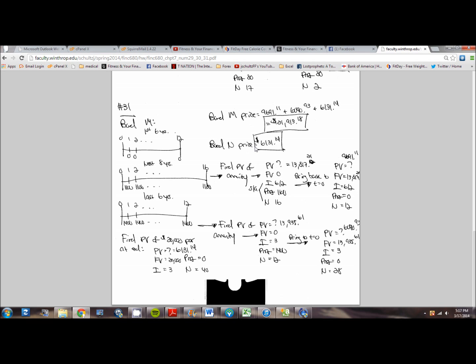And so this is how you solve number 31. I hope this is useful for you guys. This is definitely a very, very good problem to know how to handle really well.